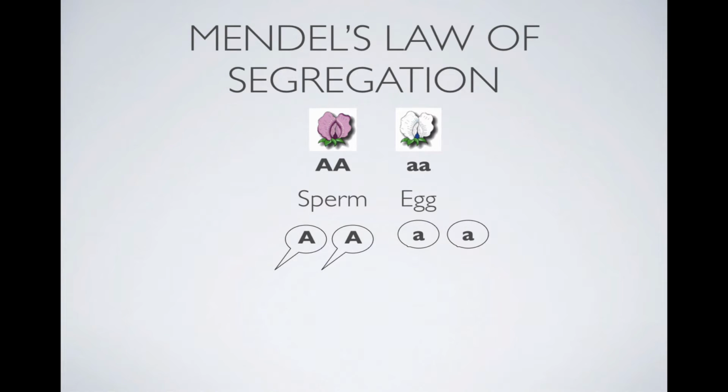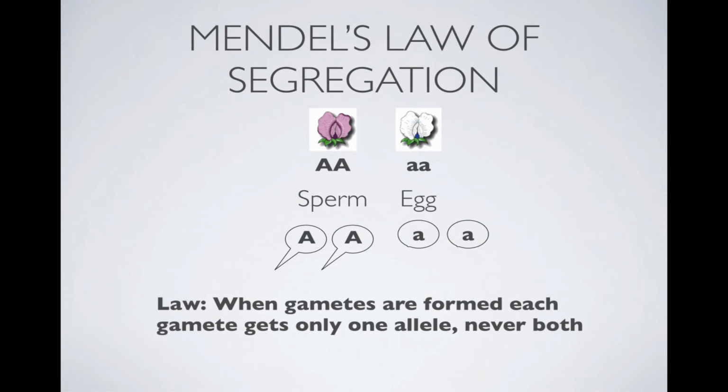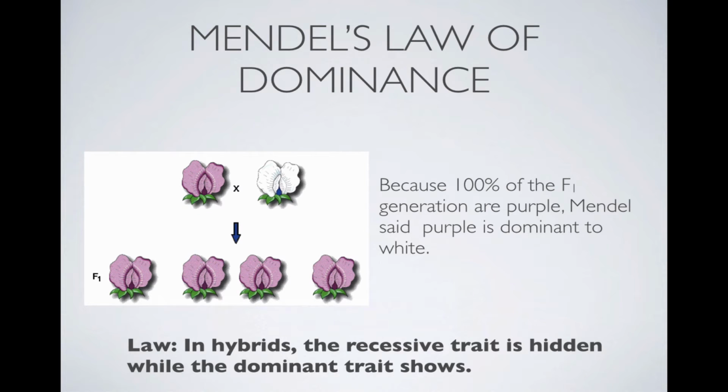And the law of segregation says that when an organism produces haploid gametes, the allele pairs have to break up. They have to separate. Okay, so when gametes are formed, each gamete gets only one allele. It can never get both. Okay, we now know that happens because of the separation of homologous pairs during meiosis I.